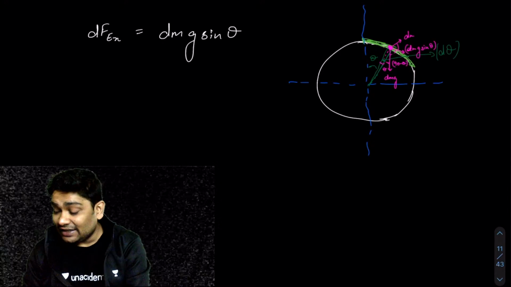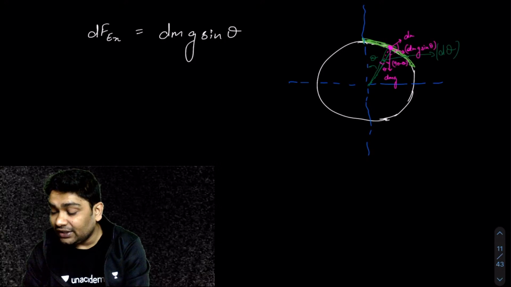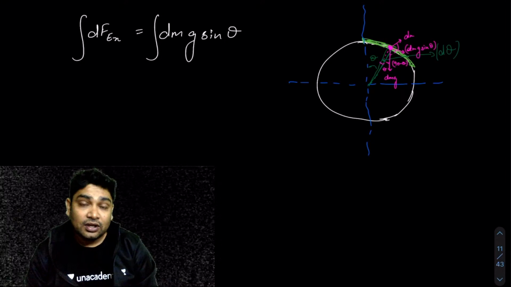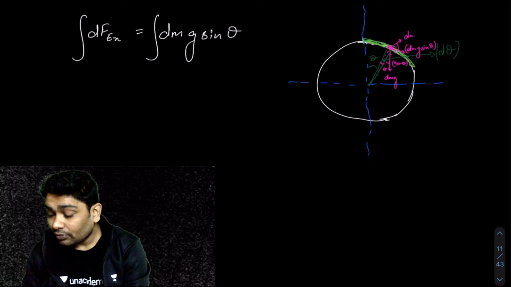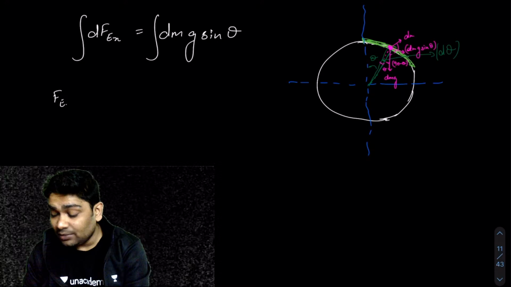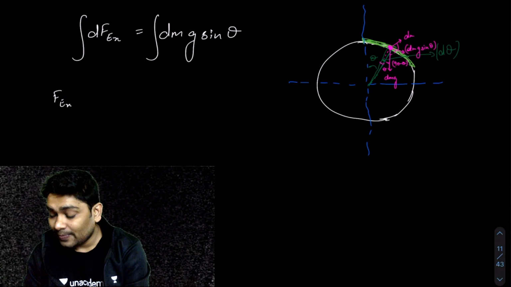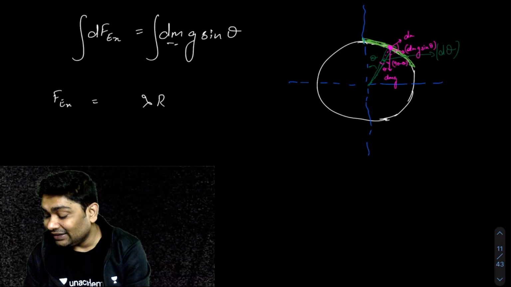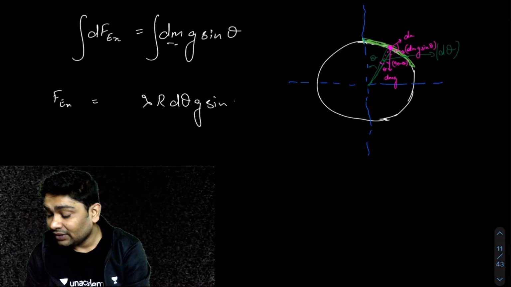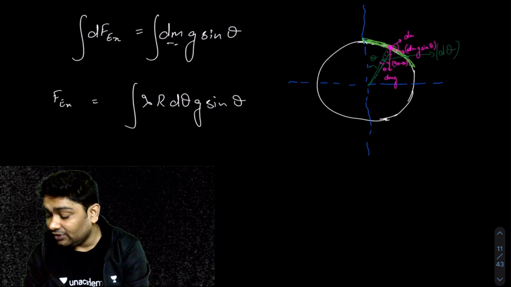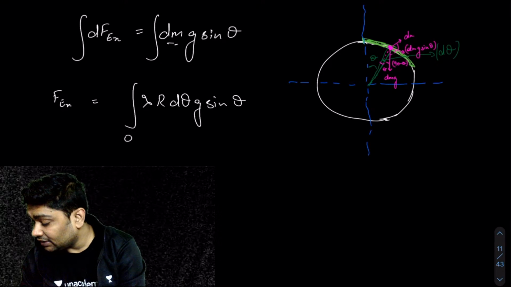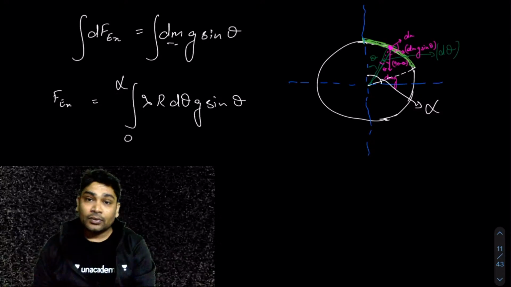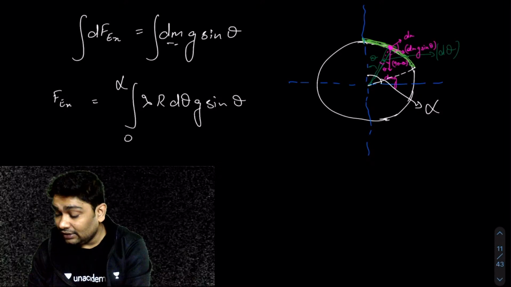All right. So for the net external force, all I need to do is integrate this component, and I'll integrate it like a scalar because I'm only interested in the net magnitude of the force causing the motion. So F external causing the motion, that would be dm, and dm can be written as lambda times r d theta, times g times sine theta. So all I need to do is integrate this, and theta will go from 0 to, let's say, the net angle subtended by this is some alpha. So 0 to alpha.